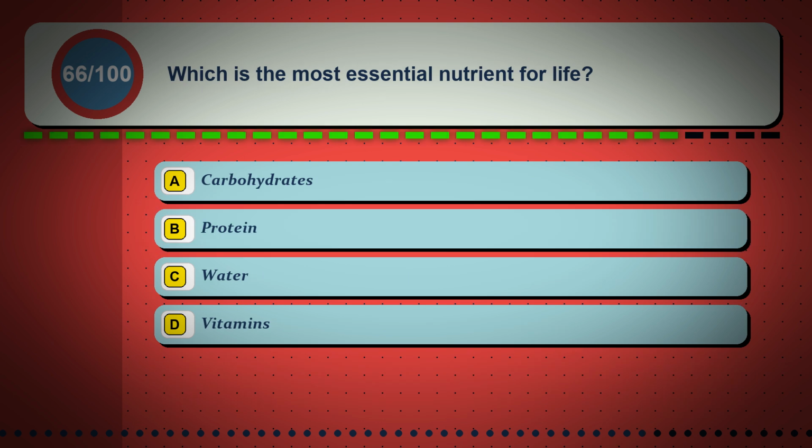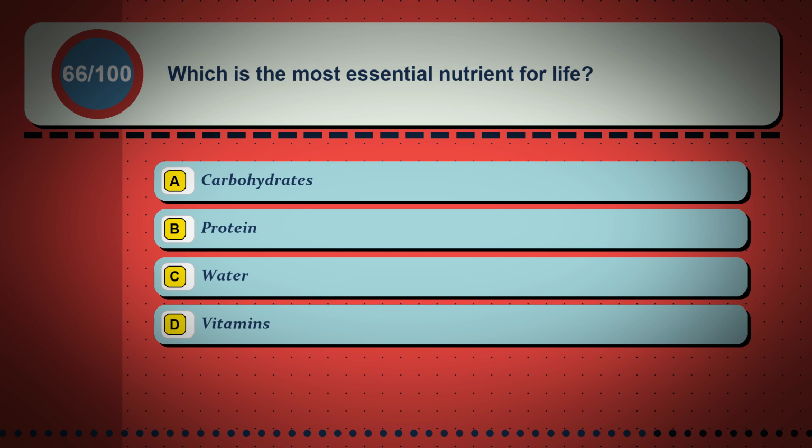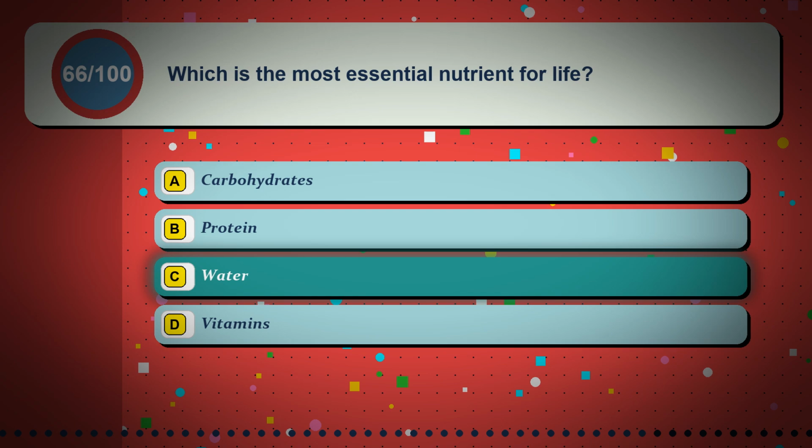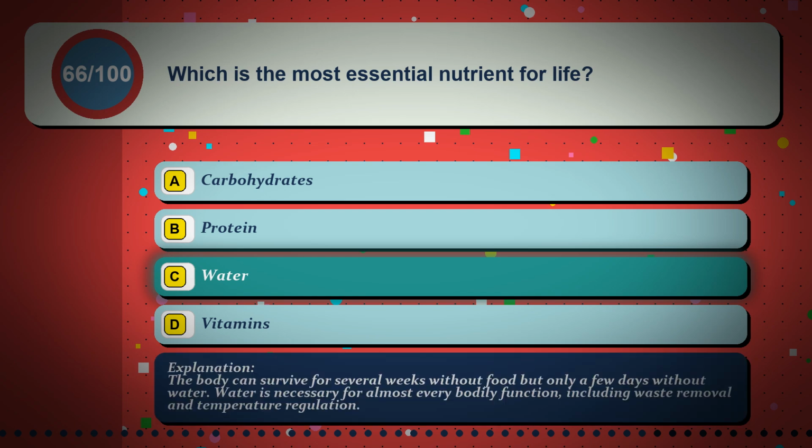Question 66. Which is the most essential nutrient for life? Option A, carbohydrates. Option B, protein. Option C, water. Option D, vitamins. The correct answer is option C, water. The body can survive for several weeks without food but only a few days without water. Water is necessary for almost every bodily function, including waste removal and temperature regulation.